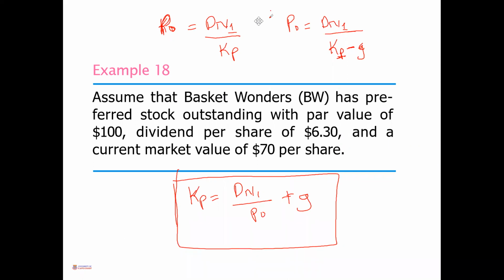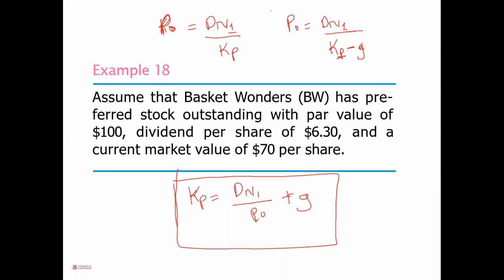Let's take an example. Assume that Basket Wonders has preferred stock. I told you another name for preference shares is preferred stock. So assume that Basket Wonders has preferred stock outstanding with a par value of 100 and a dividend per share of 6.3 and a current market value of $70. So we don't need par value, we need current market value. We should find the cost of preferred stock.